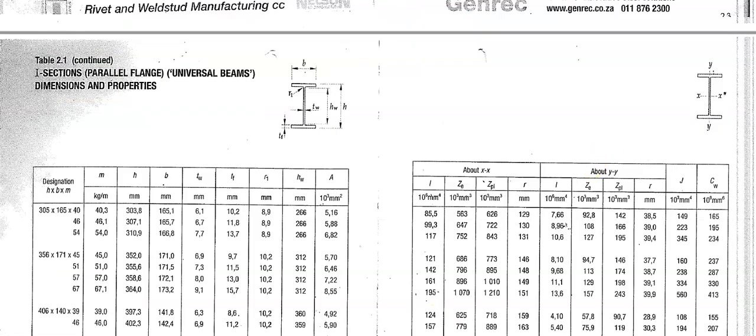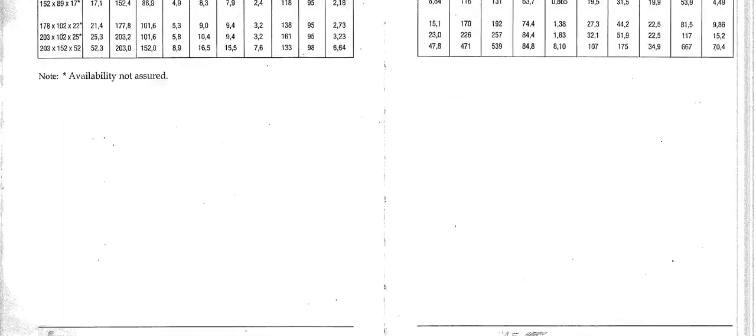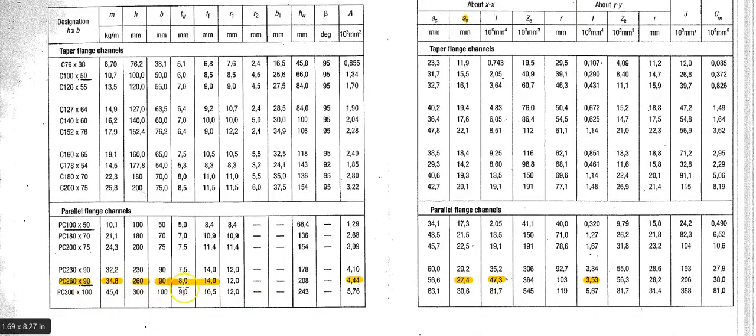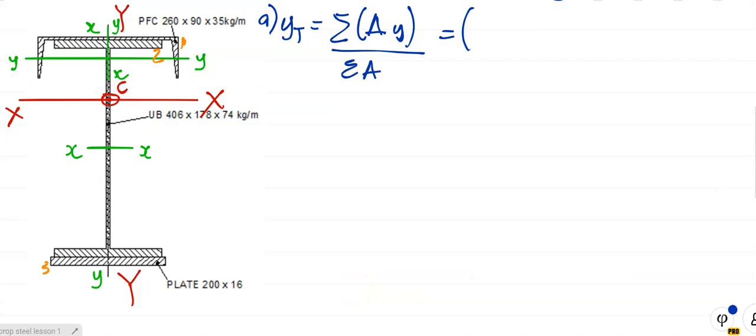So I'm going to go to the tables there, and I'm going to go down to my parallel flange channel, which is a 260 by 90, and its cross-section area is 4440. Okay, 4440 multiplied by what's y?